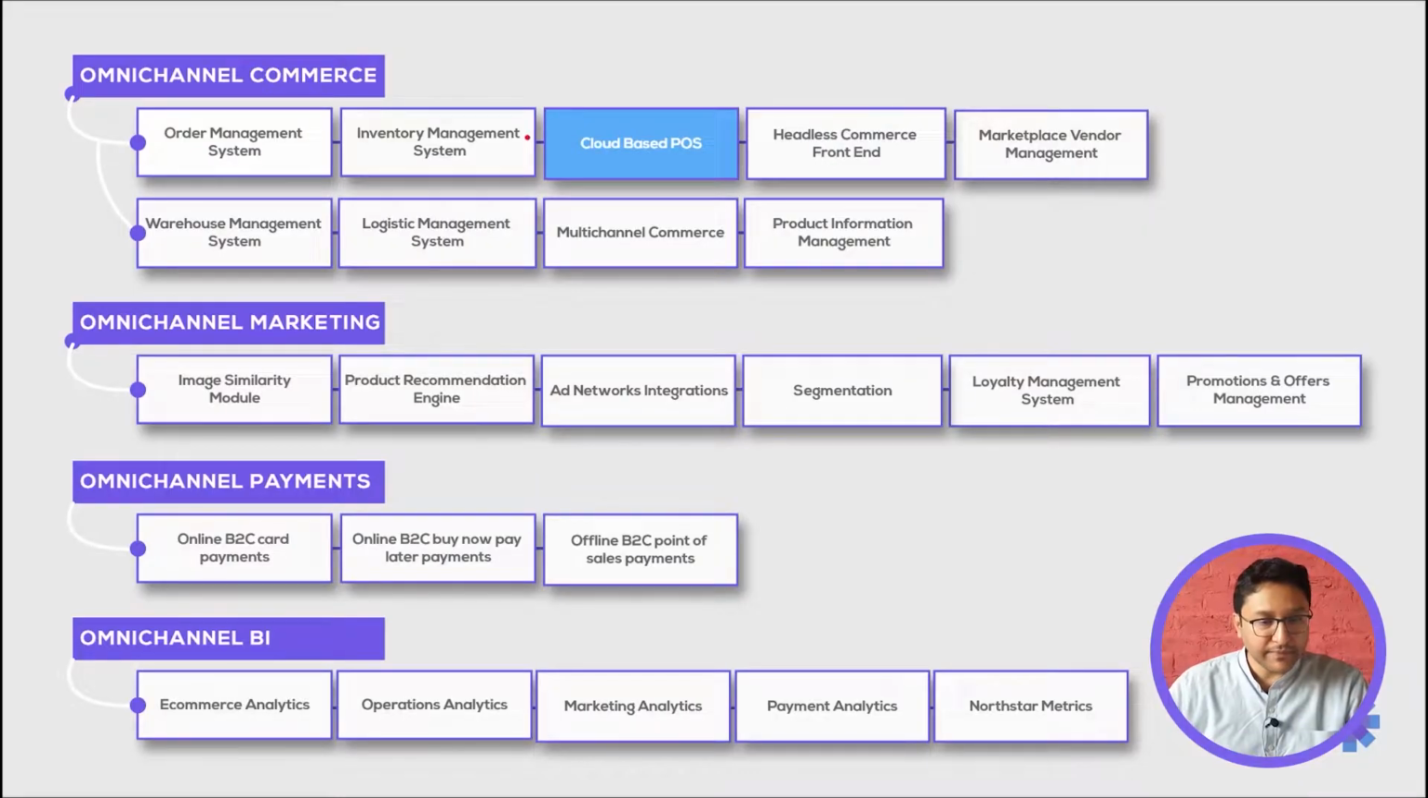In the previous videos, we explored a core module of XStak, which was our order management system. Today, we'll be exploring another key module that retailers require for modern commerce, which is our cloud-based point of sale system. Just to give you a reminder, XStak is composed of 4 key pillars. We solve problems within omnichannel commerce, omnichannel marketing, omnichannel payments, and omnichannel BI.